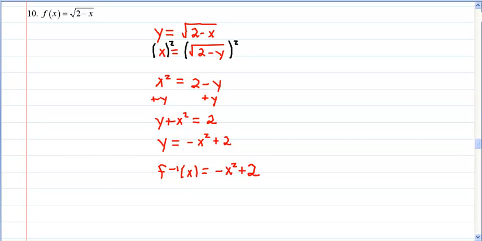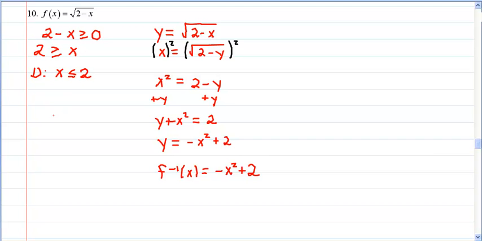So we know from some of the graphs that we saw earlier that parabolas do not pass the horizontal line test. So if I go back to the beginning of this problem, the square root of 2 minus x, and find the domain, 2 minus x has to be greater than or equal to 0. And if I solve for x, I get 2 is greater than or equal to x, which gives me a domain of x is less than or equal to 2.